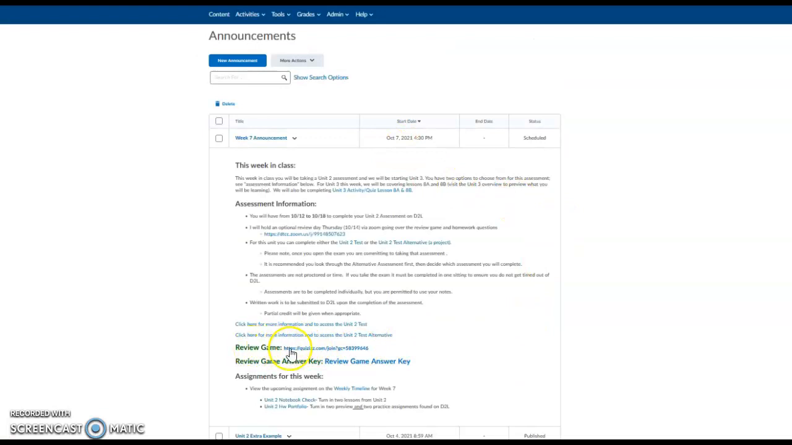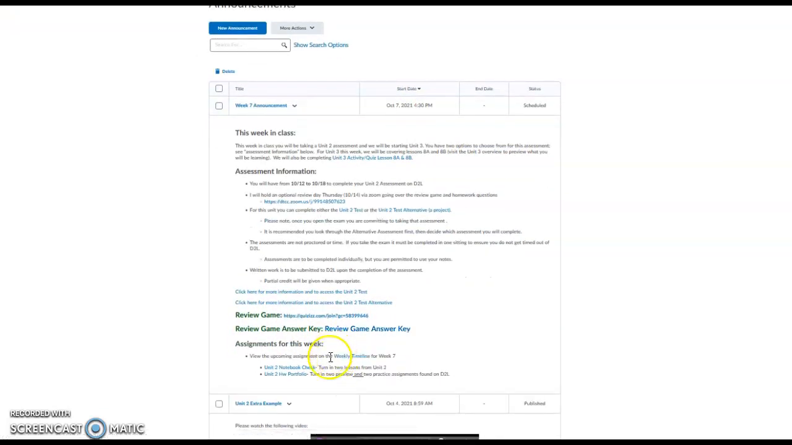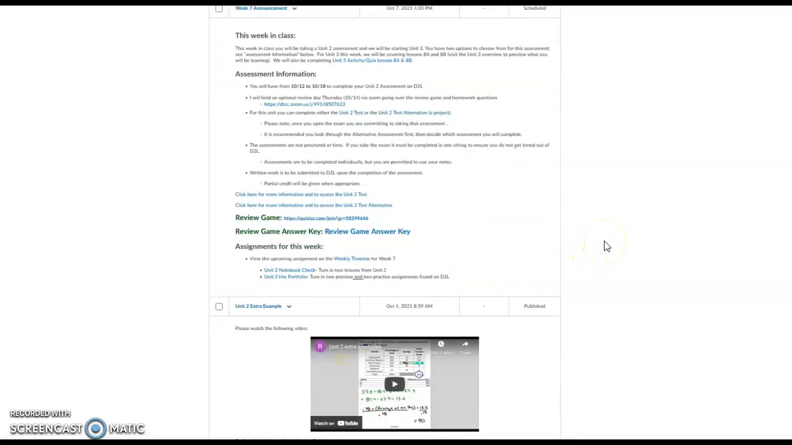I did provide a review game along with the answer key. Please do not forget to turn in your Unit 2 notebook check and your Unit 2 homework portfolio. If we scroll down a little bit, we also see again in the announcement below this that extra example. Please make sure to review this before you take your assessments.